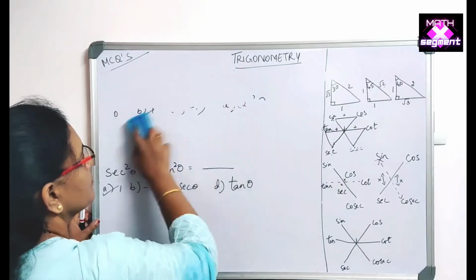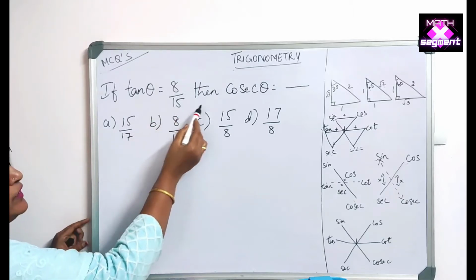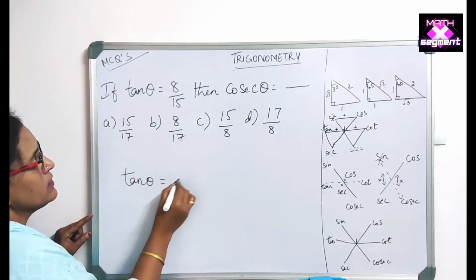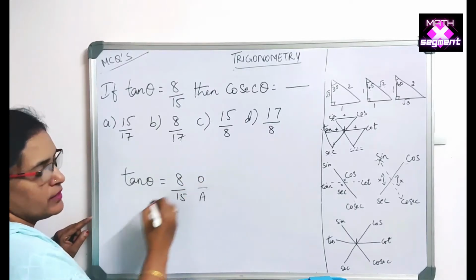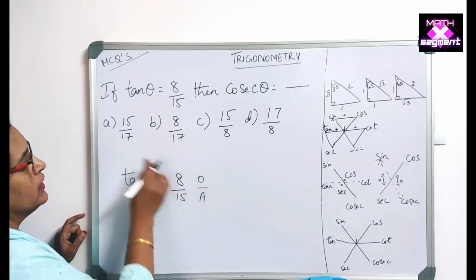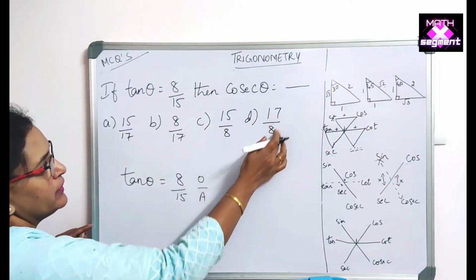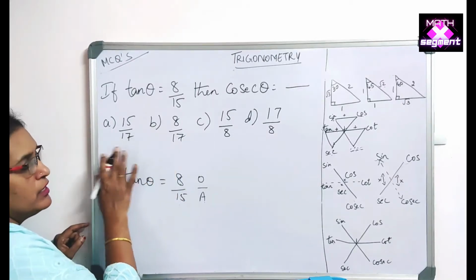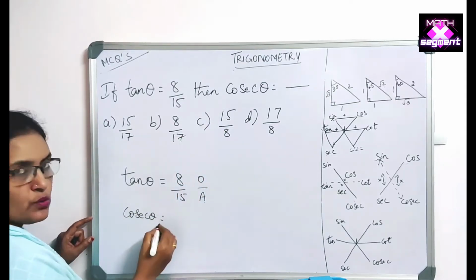Let's solve the next question. If tan theta is equal to 8 by 15, then cosecant theta is what? So the given here is tan theta is equal to 8 by 15. We know tan is opposite by adjacent. So opposite value is 8, adjacent value is 15. From the given options, you have 15 by 17, 8 by 17, 15 by 8, 17 by 8. That means only 2 values are given, 8 and 15, and one more value is 17. So here 17 is missing. But what do we have to find out? Cosecant theta.